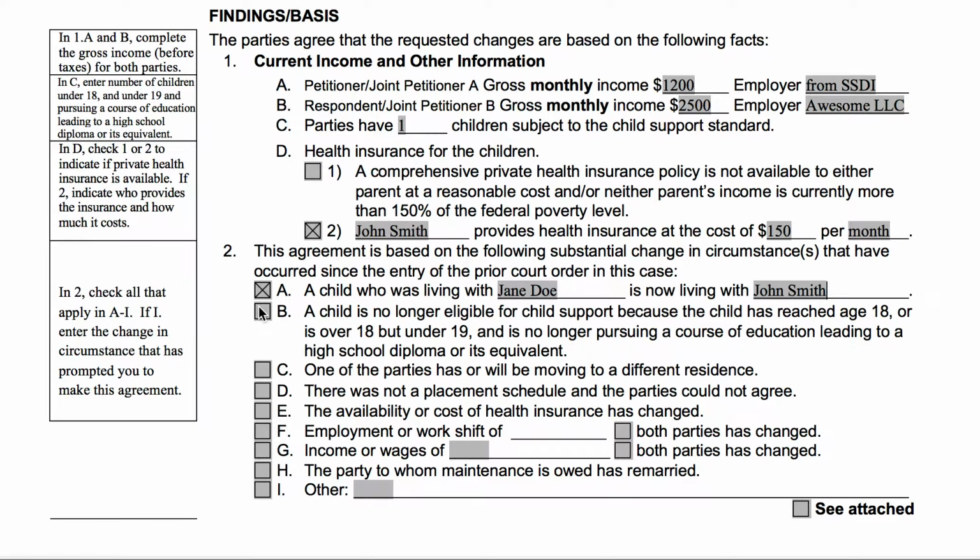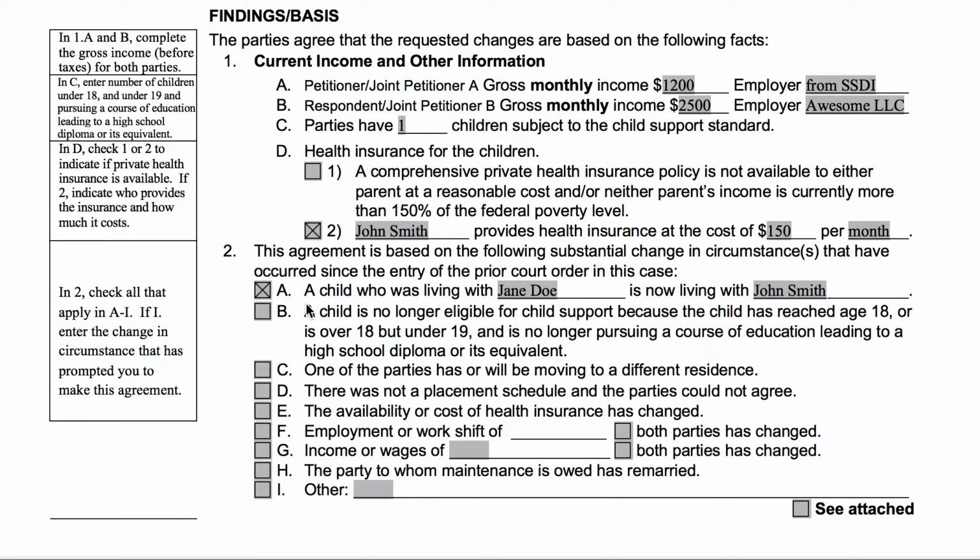B, if you have a child who is no longer eligible for child support because they are over 18 and aren't still in high school, if they are 18 years old, so they're over age 18 and they're not in high school anymore, then you're going to check B. That isn't John and Jane's situation, so I won't check it. But I should note with this section, you can check as many as apply. So if for you A and B are true or what have you, you can check any that are correct in your situation.